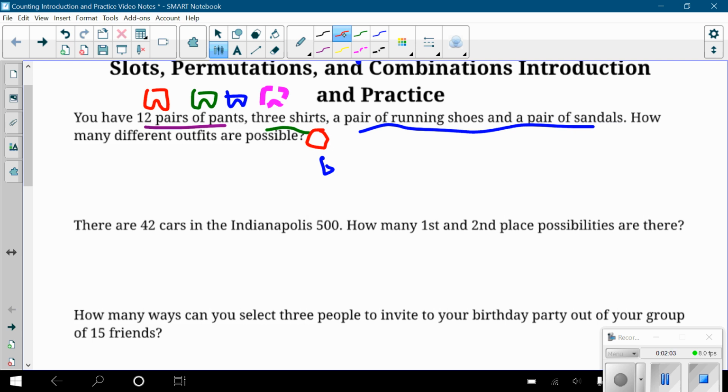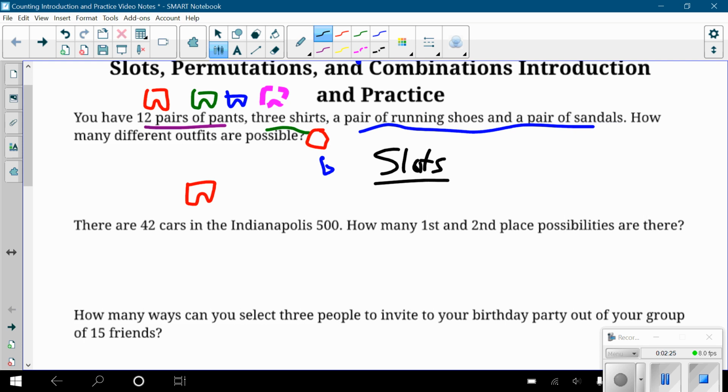Well, there's a lot. You could wear your red pants with your blue shirt and the running shoes. You could wear the red pants with the red shirt and the sandals. You could wear the green pants with... there's a lot of different possibilities here. So to count all these different possibilities, we're not going to list them all out. We're going to use a technique called slots.